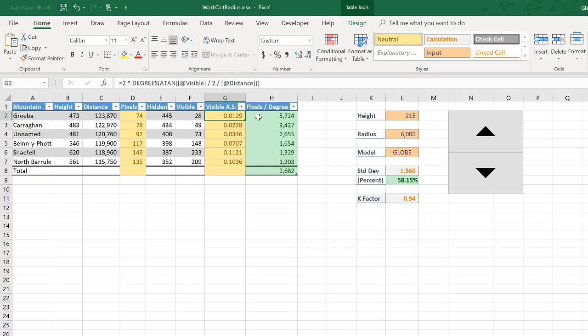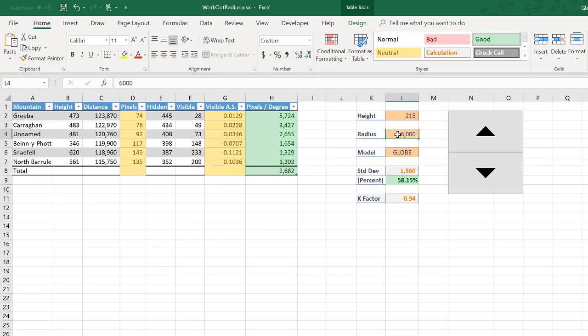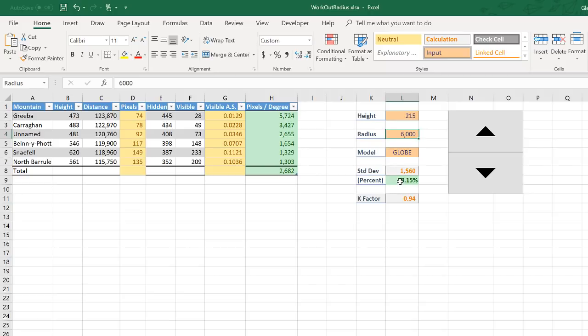All right, so again, we express this as a ratio of pixels per degree. And as you can see, we have a huge amount of variance between 1,300 and 5,724 pixels per degree. So that is a terrible radius. All right, and that's expressed in this percentage of the average. So the standard deviation is huge relative to the average. So let's play around with our radius and see if we can set a radius such that these numbers are fairly consistent. All right, so we're at 58%, which is crap. It's far worse than the flat Earth calculation.